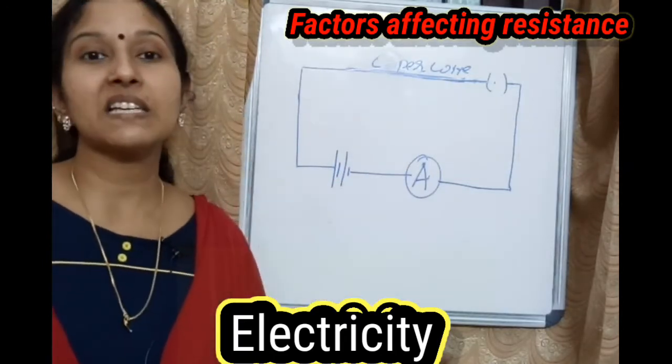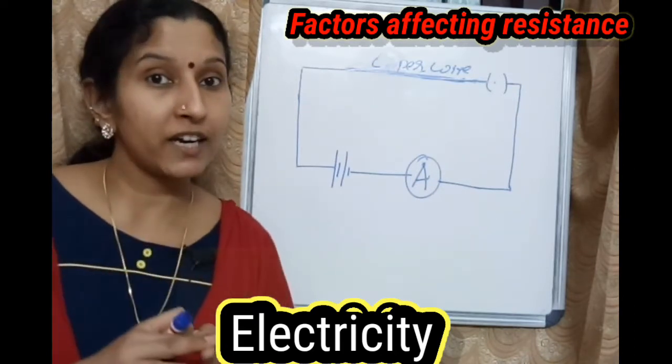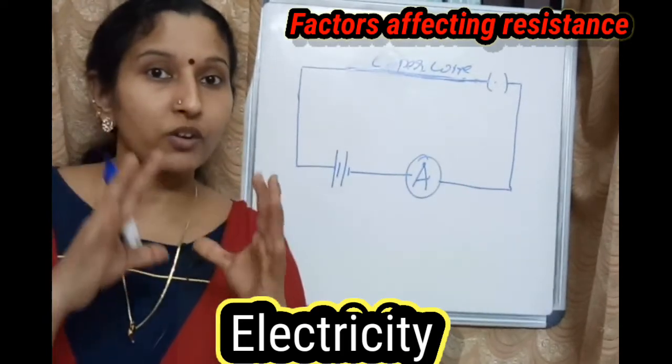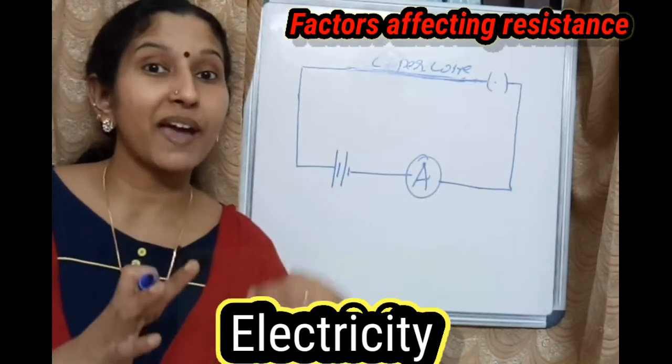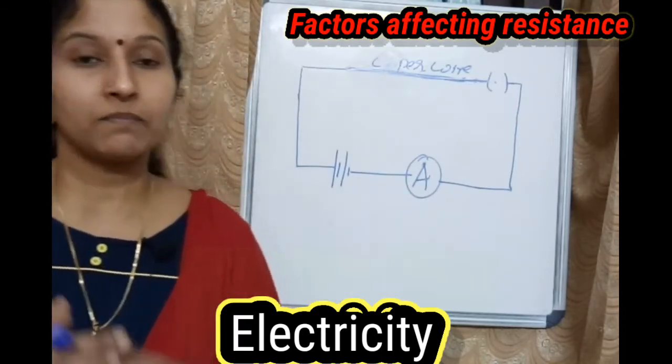And in these cases, we have to record the ammeter reading. With the help of this ammeter reading, we are going to find some relationships. What we are going to discuss now is the relationship between these factors and the resistance. Let's see what happens there.